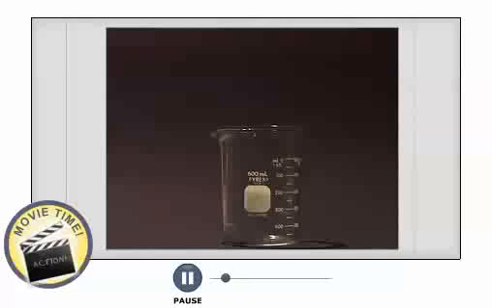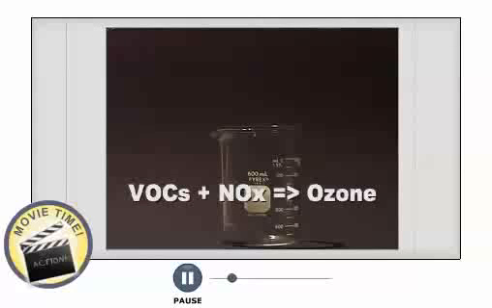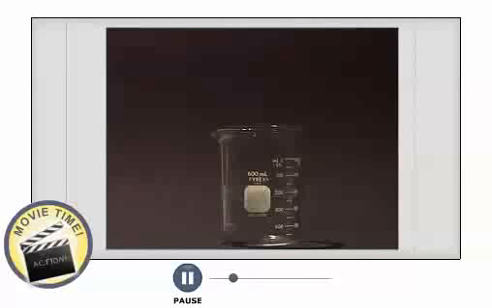And nitrogen oxides react with volatile organic compounds. Volatile organic compounds are also emitted by the tailpipe of cars, and some of them are coming from petroleum refineries and petroleum industries. These volatile organic compounds and NOx react to form ozone only in the presence of sunlight. That is the critical thing, only in the presence of sunlight.